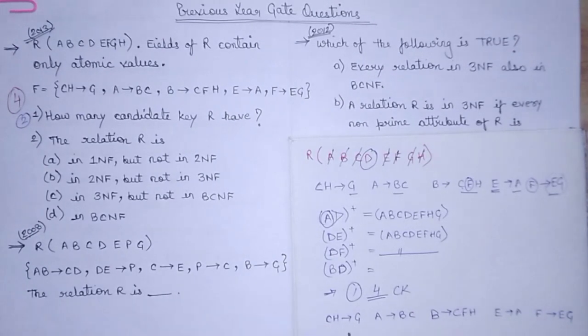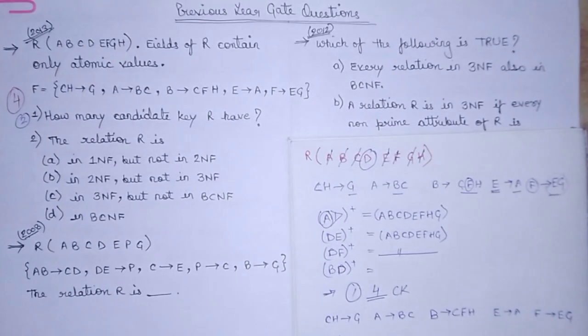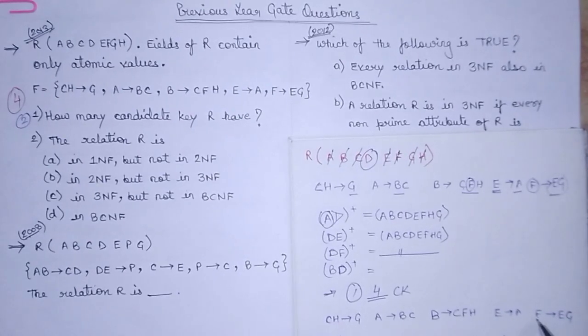So whether this particular functional dependency belongs to BCNF? Answer is no, because this is not a key. The rule of BCNF is that the left hand side should be a key. So it is not a key, so this is not BCNF. Similarly here, A is not a key, not BCNF, B is not a key, not BCNF, E is also not a key, not BCNF, F is also not a key, so not BCNF. That means this relation is not in BCNF.